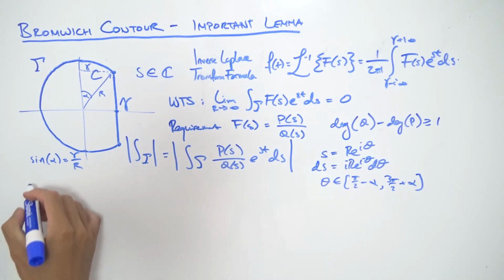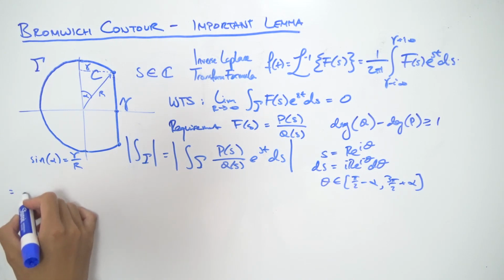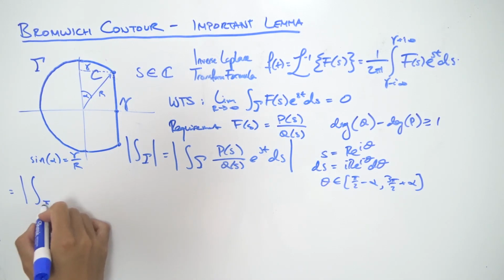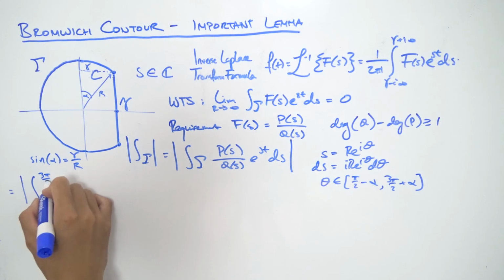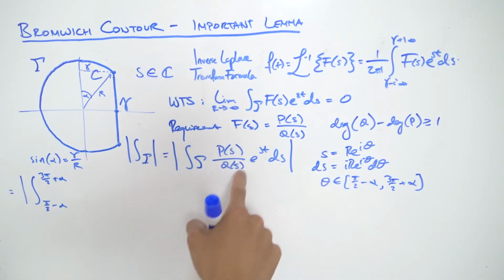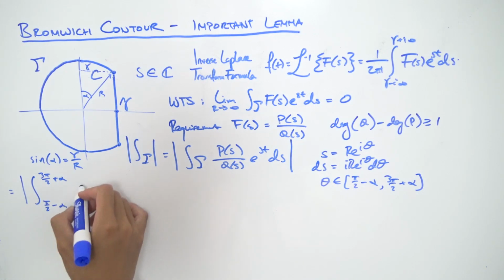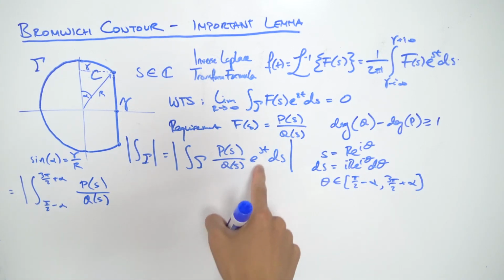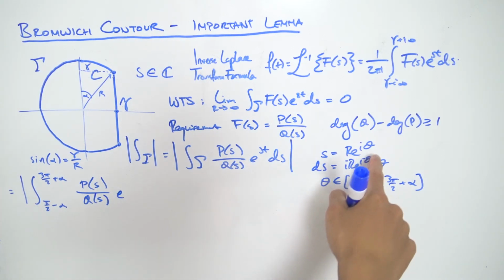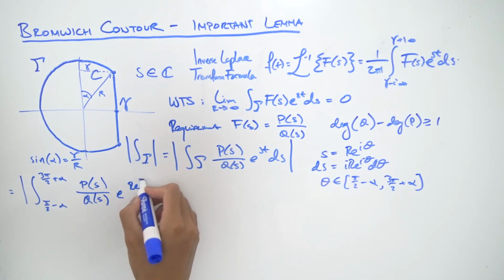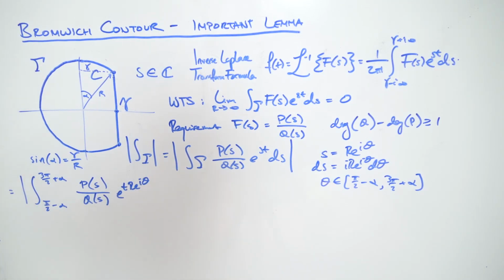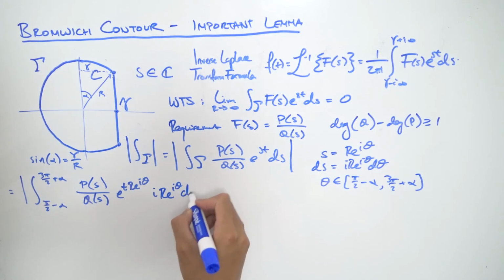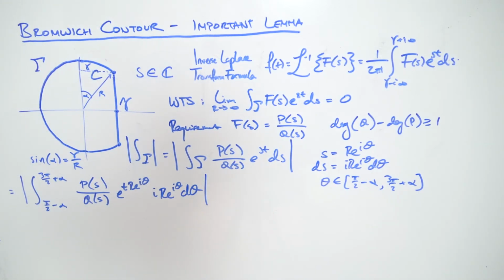So now let's rewrite this integral. This is now equal to the absolute value of the integral over this interval, so that's pi over 2 minus alpha to 3 pi over 2 plus alpha. And I'm going to leave this P of s and Q of s as it is, just because I don't want to make anything messy. We're going to deal with that later. So P over Q, and then we have e to the s, where s is going to turn into r times e to the i theta, and then we multiply by t. And our ds turns into i times r e to the i theta d theta. Then we end off the absolute value.